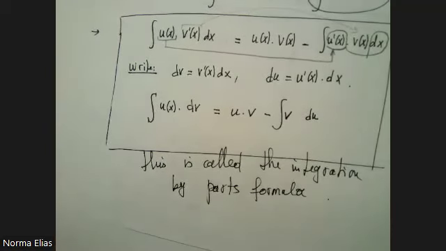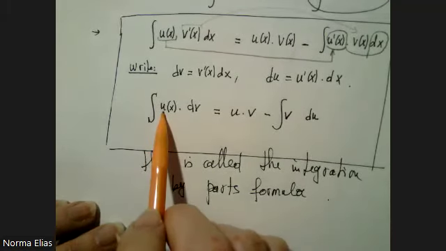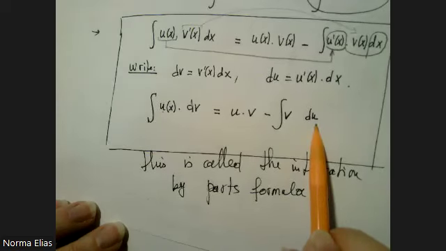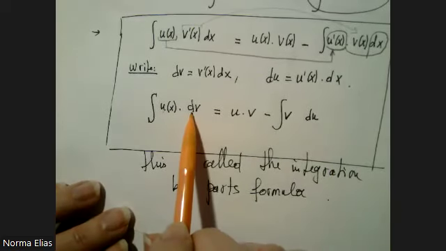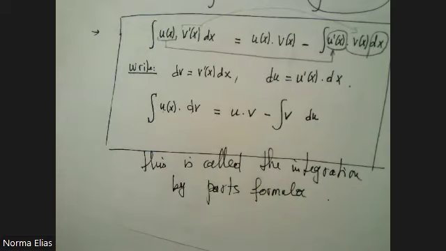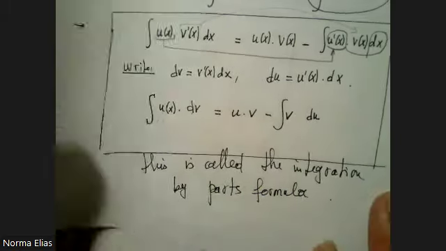Okay, so we call this the integration by parts formula. What integration by parts is going to do is take one function u basically to its derivative and another function to its antiderivative. All right, so now let us practice this formula.